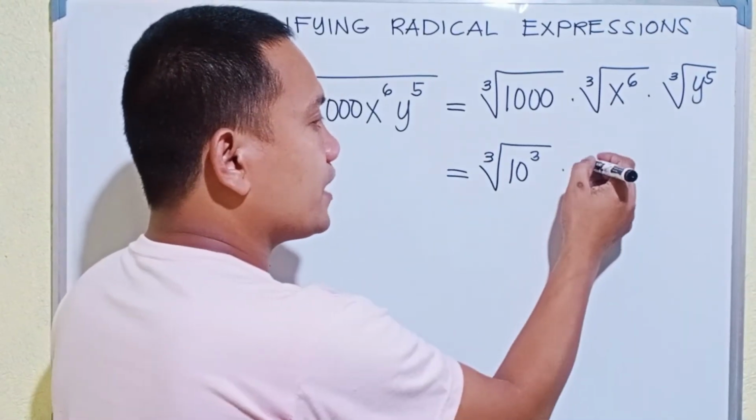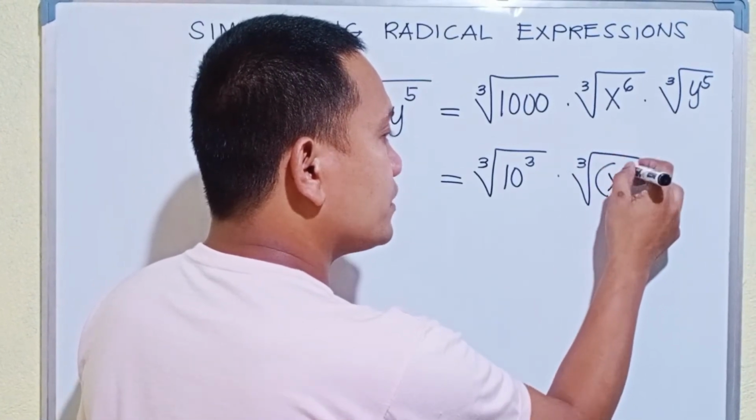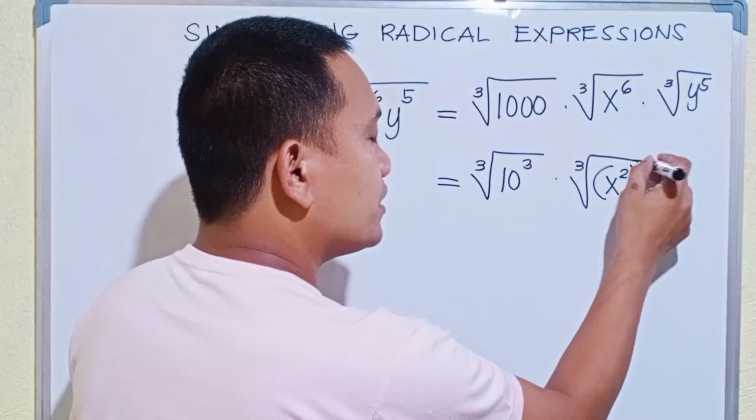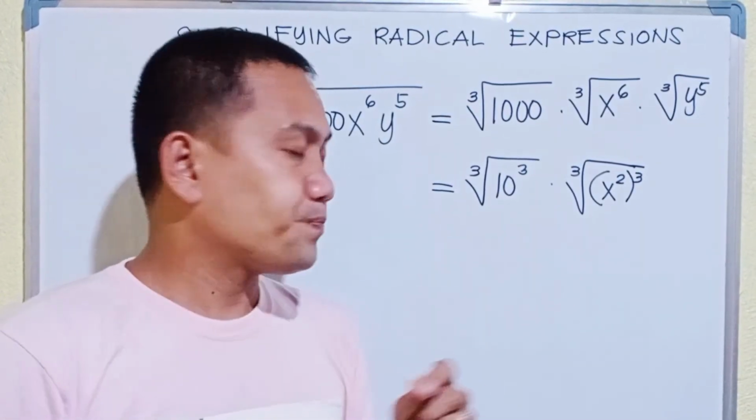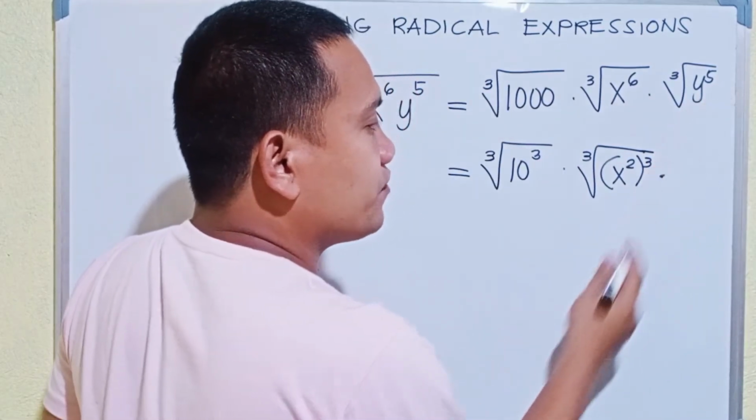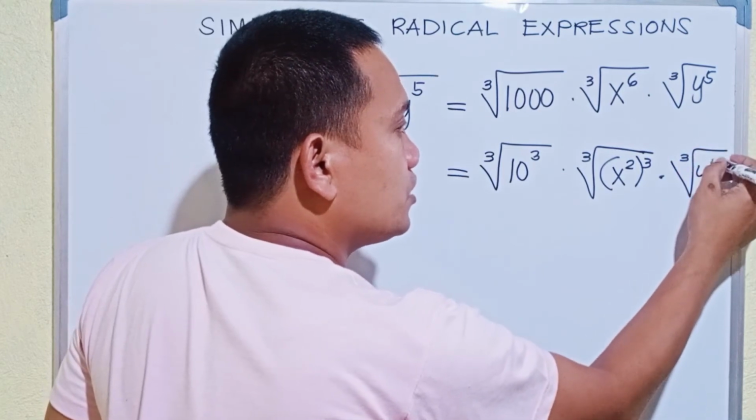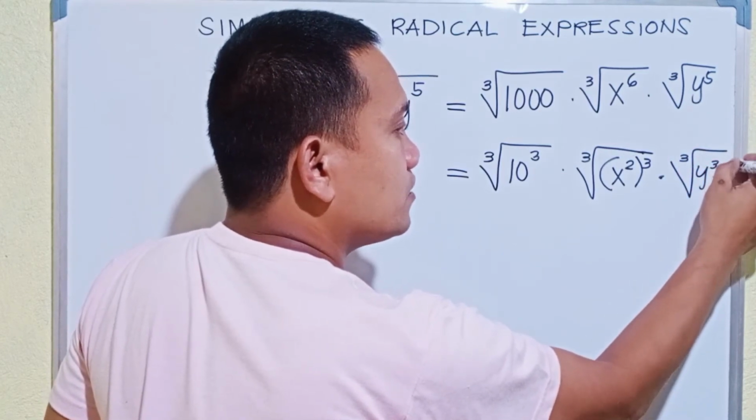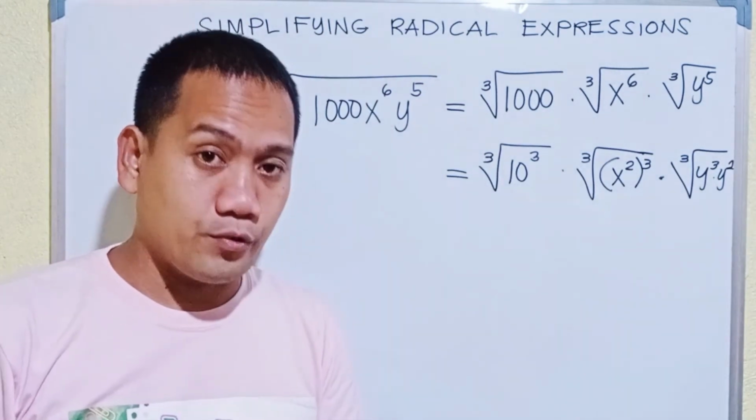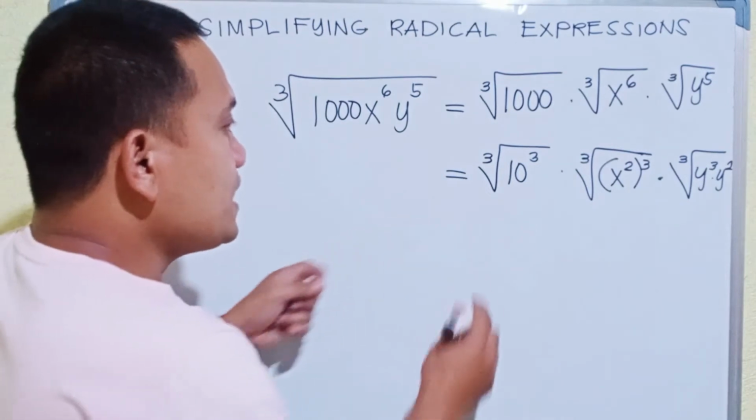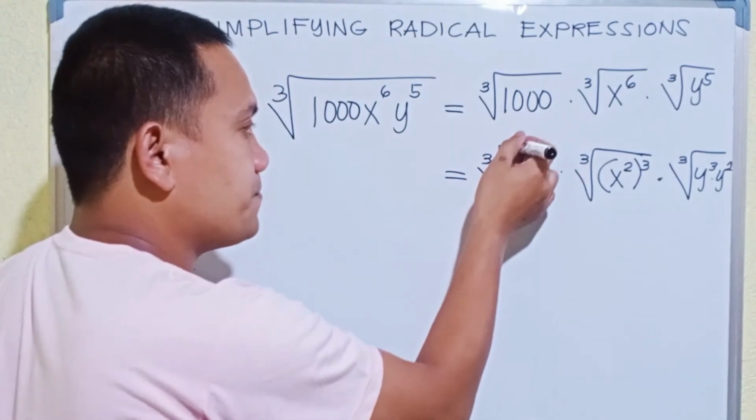This means we can write cube root of x to the 6th as cube root of quantity x squared raised to the 3rd power, for the reason that we will eliminate our radical symbol with index of 3. While cube root of y to the fifth can be written as cube root of y cubed times y squared, and that is applying product of a power. So, we can eliminate our radical symbol since the index and the exponent of the radical is the same.